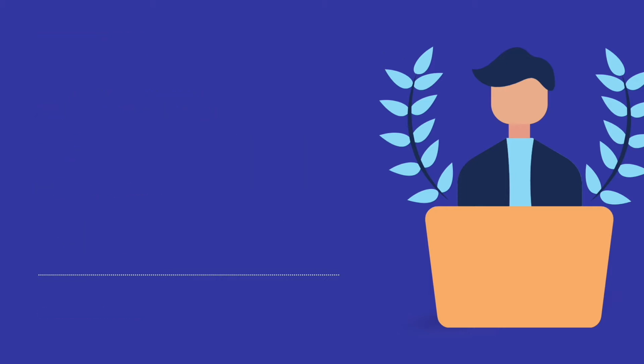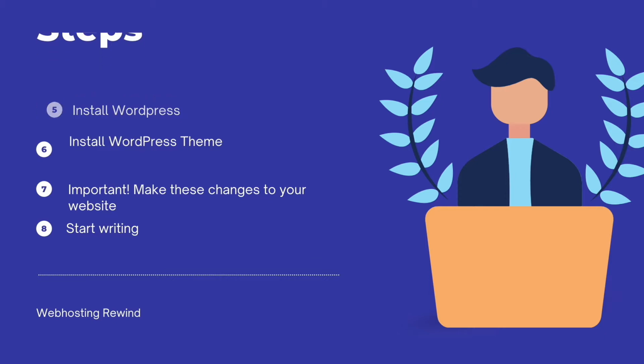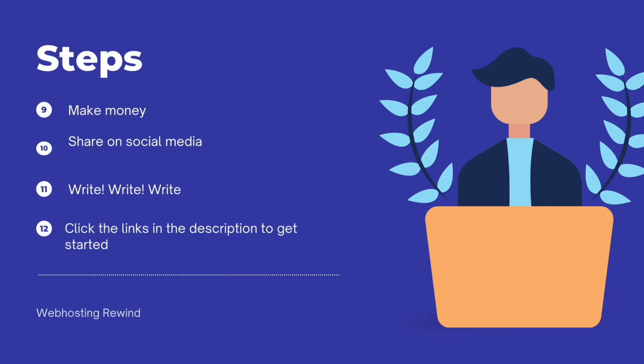So let's go to the next steps here. We are going to install WordPress and install a WordPress theme, which I'll cover in this entire video. Then the most important things: you need to make a few changes to first get started. And then of course you want to start writing. After that, you are going to want to find ways to make money, and we'll talk about that. Share on social media, which is going to be important for you to get up and running. And then, of course, you're going to want to write.